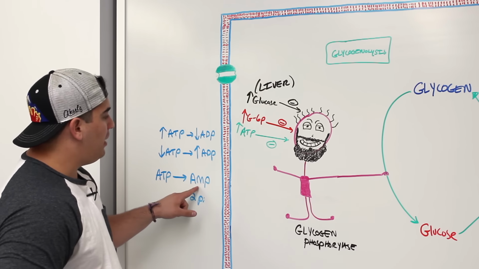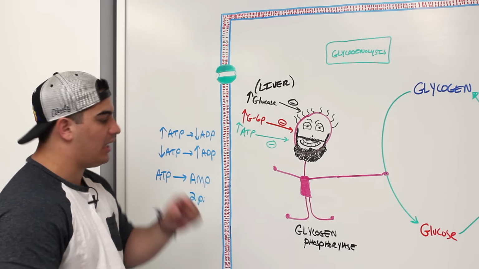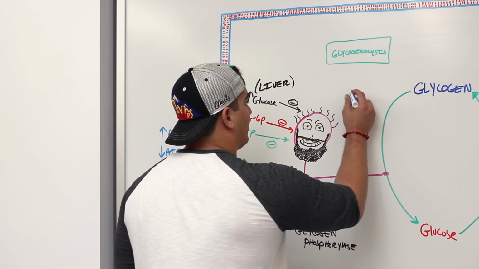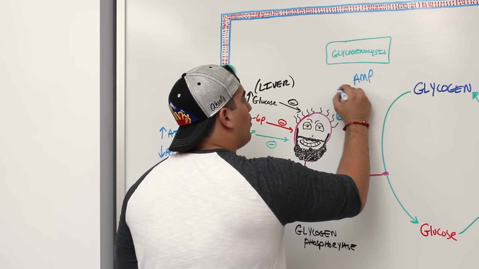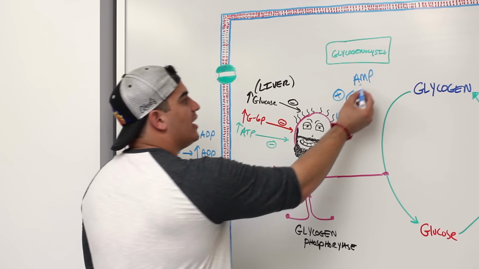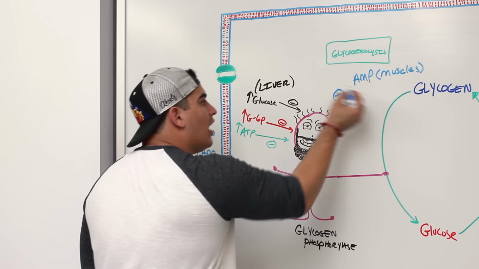Now, if I have this AMP being formed because of excessive ATP breakdown in the muscles, this will stimulate this guy and let him know to start becoming active. So if there are high amounts of AMP, that will stimulate this enzyme. But this is only coming from the muscles.